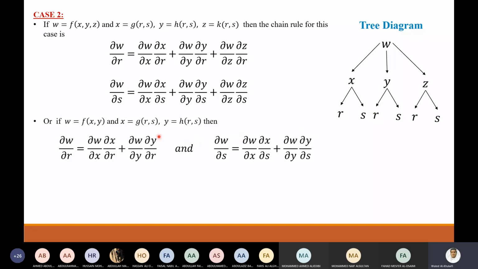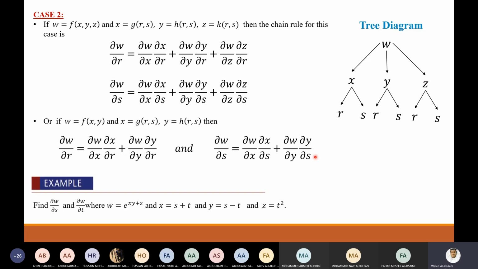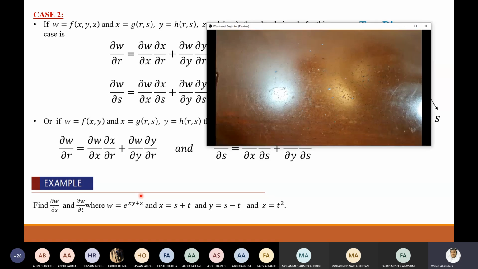Right. If you have a function of 2 variables, and each one depends on 2 variables, you still have this, but you don't have the Z part. You also can draw a tree diagram corresponding to this situation. Even if you have 100 variables in the middle, you can do the same way. So let's do this example.